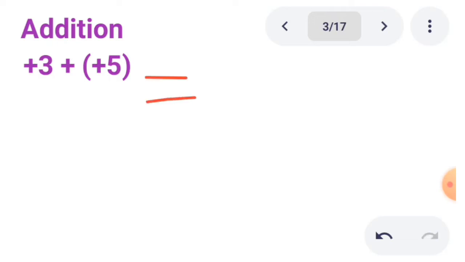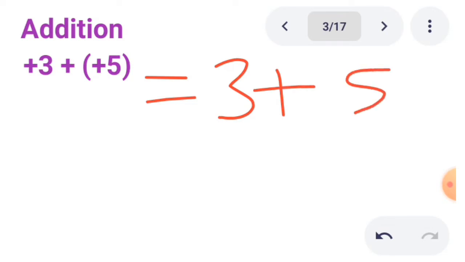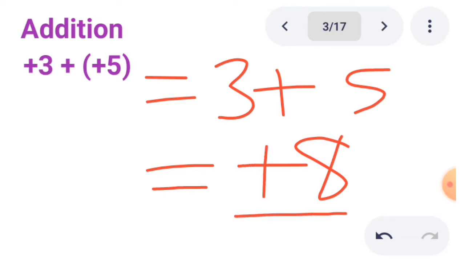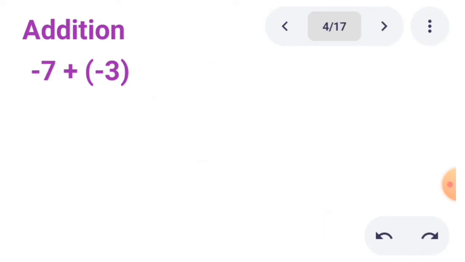Now what is the sum of the two numbers? The sum of 3 and 5 is 8. Because 3 and 5 have a positive sign in front of them, we simply give the answer a positive sign, and that's the answer. Let's see another example.